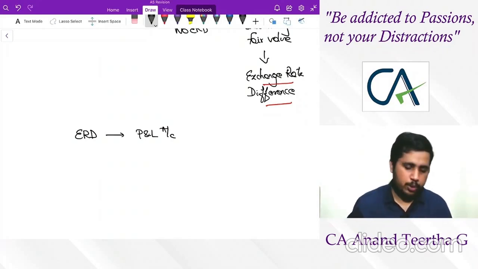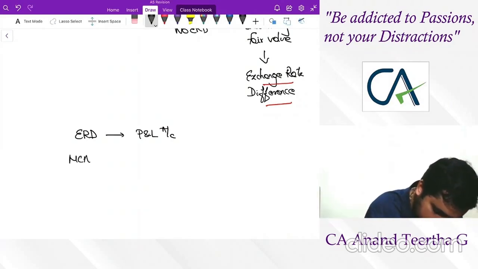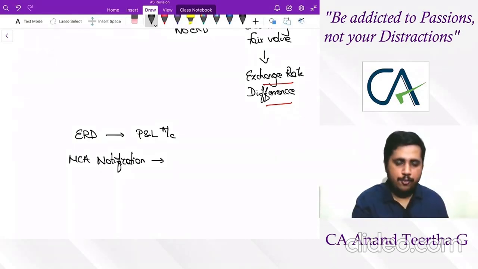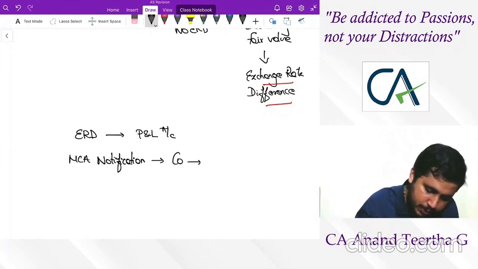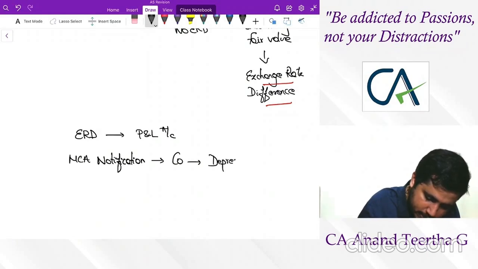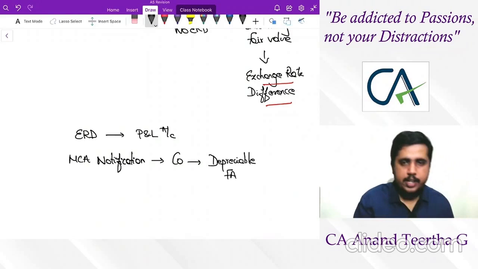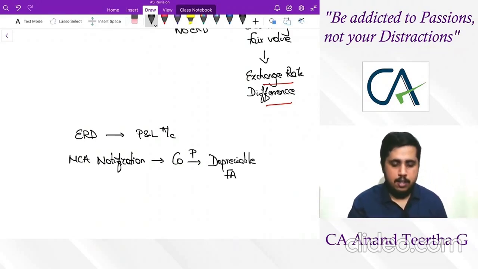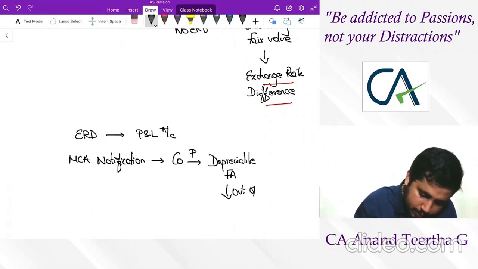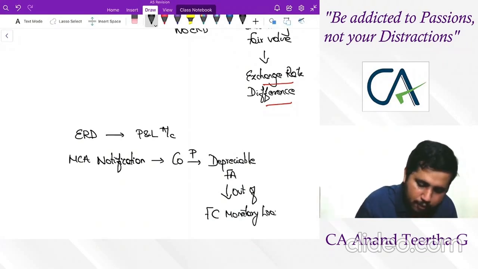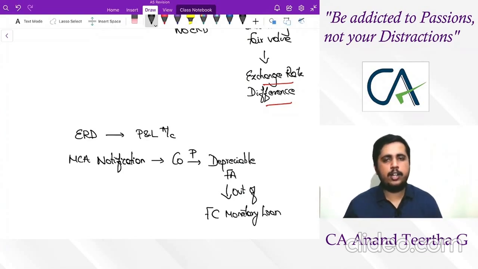But there is one more thing which I want to tell. There is an MCA notification. Now, what does the MCA notification say? It says that if at all there is a company, it is going to purchase depreciable fixed asset. How do they get the funds? Out of foreign currency monetary loan. Basically, foreign currency loan. Loan is always monetary in nature, so we call it as foreign currency monetary loan. So basically what is happening? There is a company. It has purchased a depreciable fixed asset. From which funds? Out of foreign currency monetary loan.